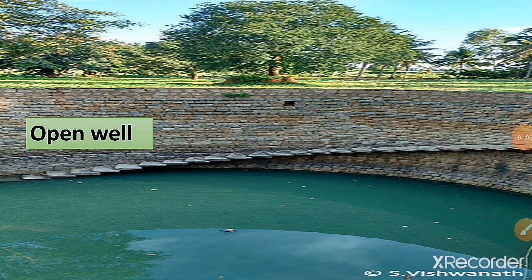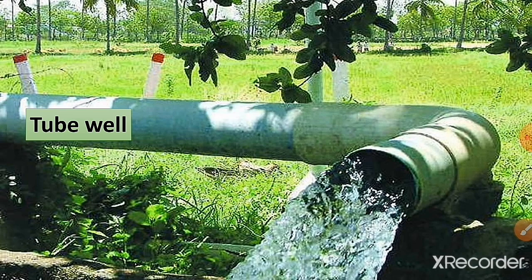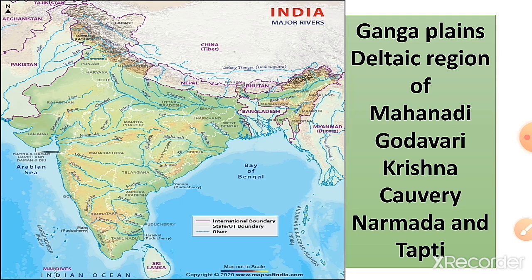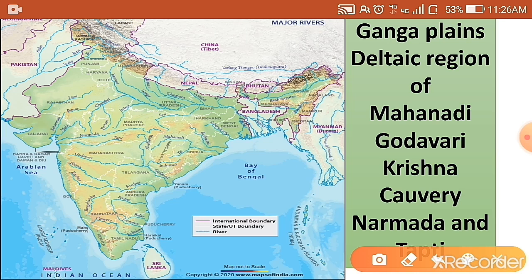Wells are of two types. They are open wells and tube wells. Let's see one by one. Open wells. This type of irrigation is widely practiced in the areas where groundwater is sufficiently available. The areas are the Ganga Plains, the deltaic regions of Mahanadi, Godavari, Krishna, Kaveri and parts of the Narmada and Tapti valleys.